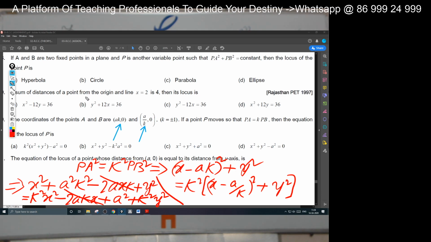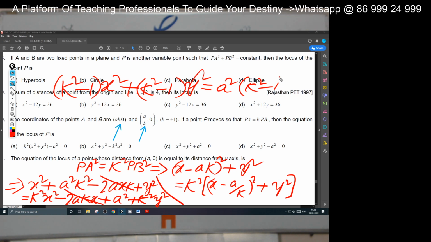Now, if you take x square common, I'm writing it here, (k square minus 1) into x square, y square common, (k square minus 1) into y square, plus a square common, or is equal to a square into (k square minus 1).